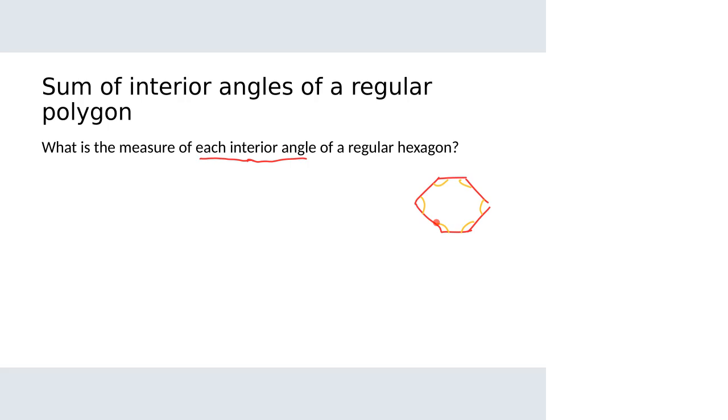And then I don't want to know the sum. What I want to know is, what's the measure of each? So just this one right here, what would the measure of that be? And here's how we'd go about answering it.